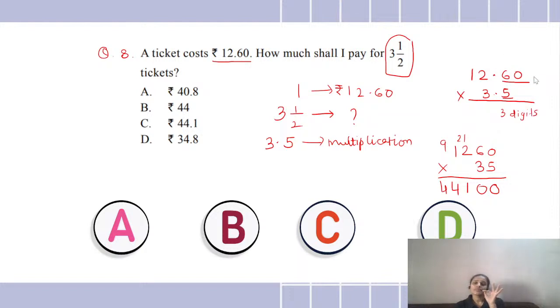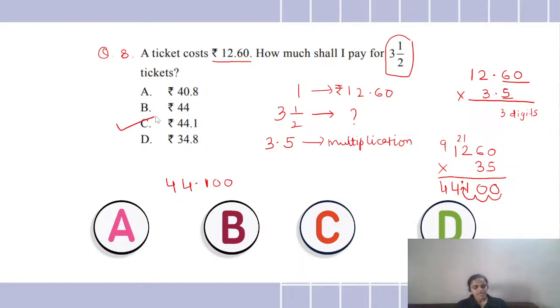Okay, I have to count from the decimal side, not from the whole number side. So after three digits, I have the decimal. So here also, after three digits, I'm going to put the decimal. So my decimal point will come over here. So what is my final answer? 44.100, which is the same as 44.1.